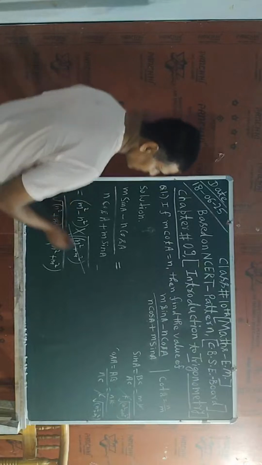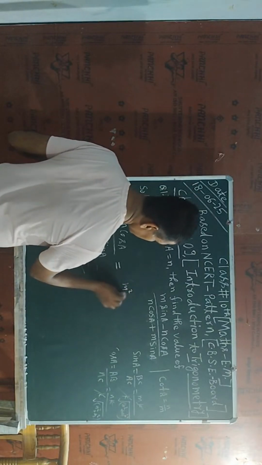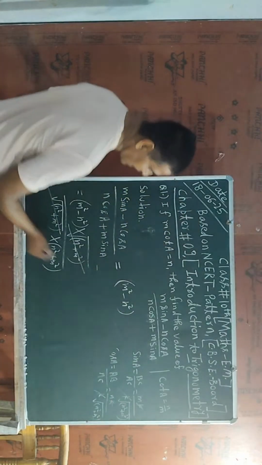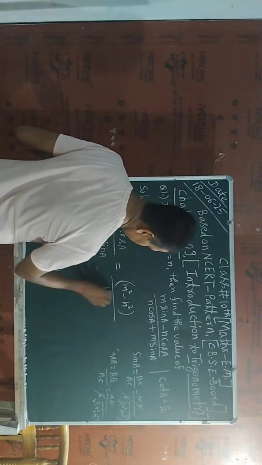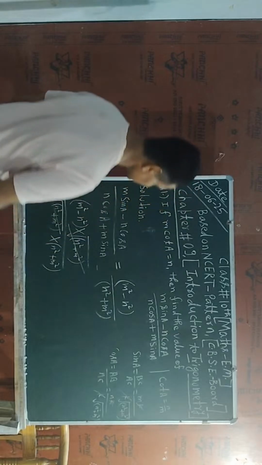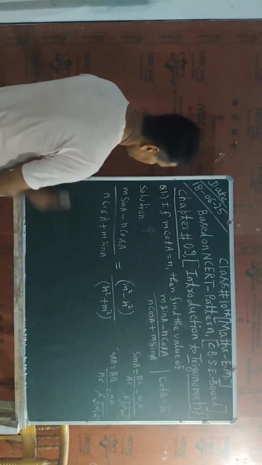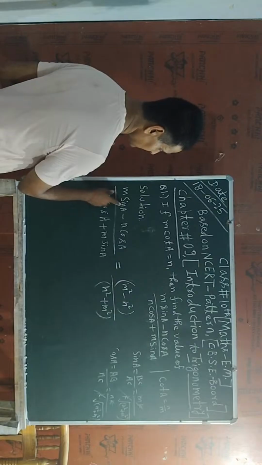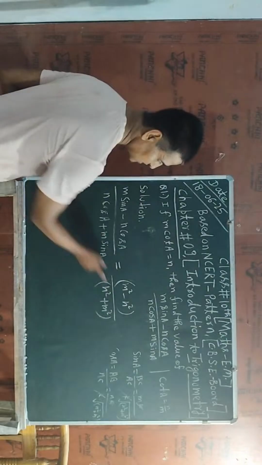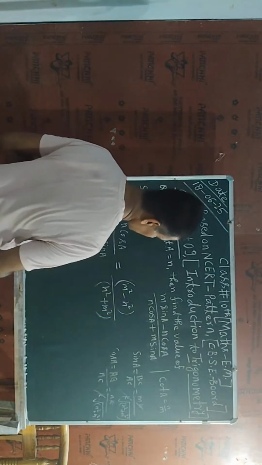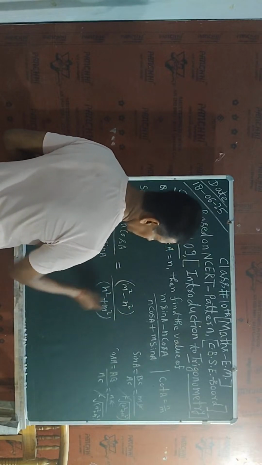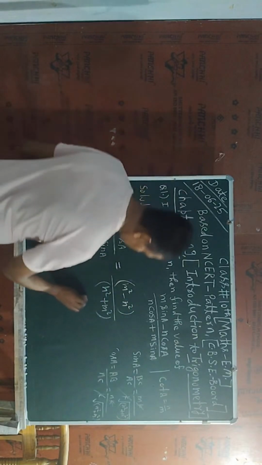So here in the numerator I have written m square minus n square. It is available here. Now in the denominator here I am writing n square plus m square. So after simplification I have got its value. That value is written here: (m sin a minus n cos a) divided by (n cos a plus m sin a), which is equal to (m square minus n square) divided by (n square plus m square). So this is the answer of my question.